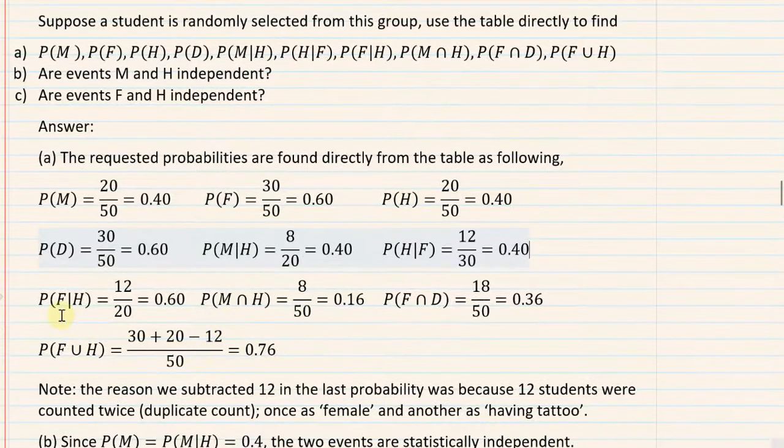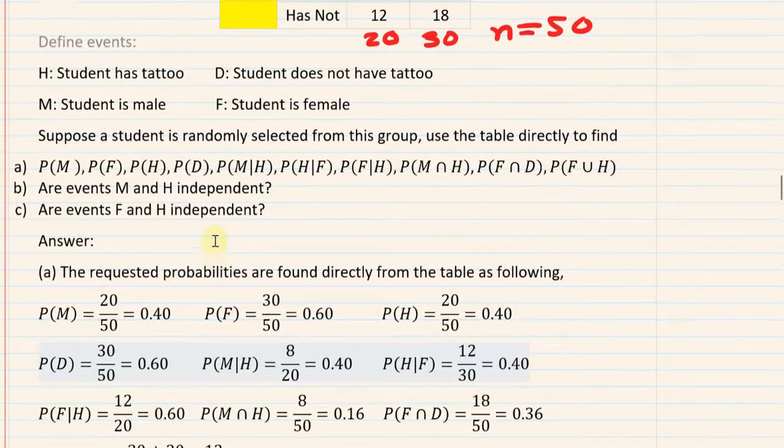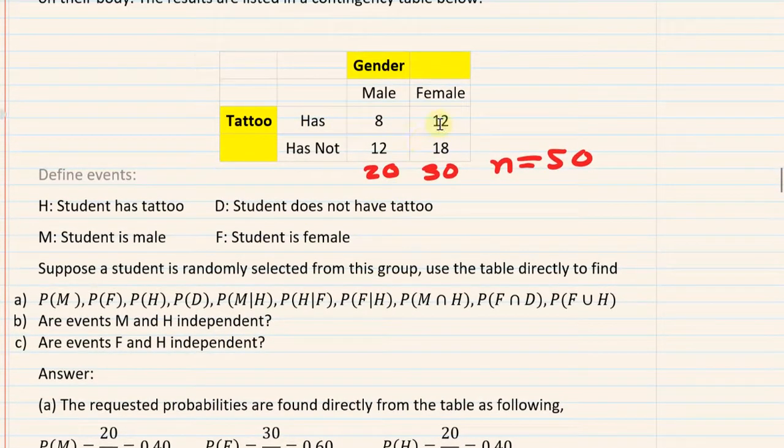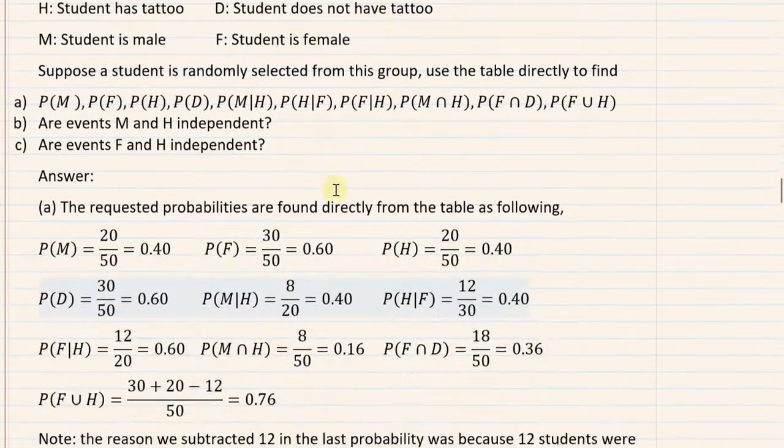Okay. Probability of female given the person has a tattoo. Given has tattoo, that's female 12. There are 12 females out of 20 total. That's correct, 12 out of 20. Male and H means choosing a person that's male and has a tattoo.